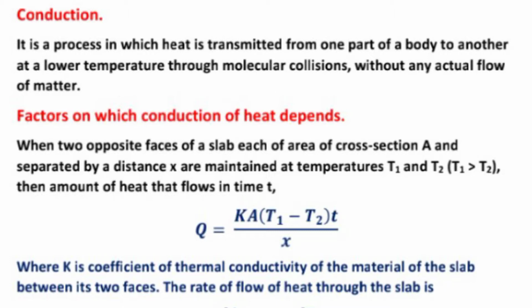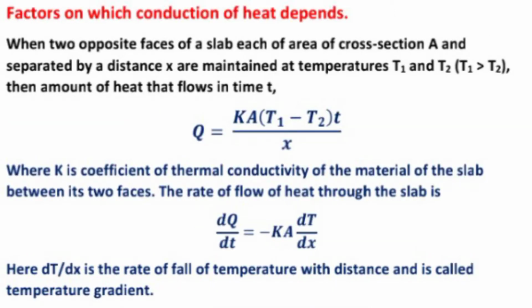Then the amount of heat that flows in time t is Q equal to K A (T1 minus T2) t upon x, where K is the coefficient of thermal conductivity of the material. The rate of flow of heat through the slab is given by dQ upon dt equal to minus K A dT upon dx, where dT upon dx is the rate of fall of temperature with distance and is called temperature gradient.